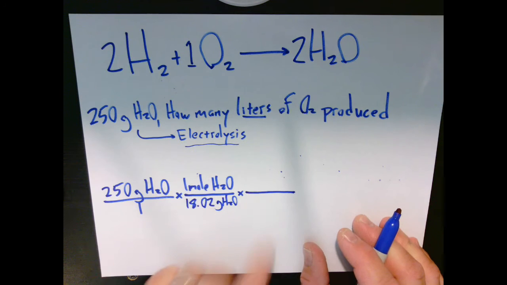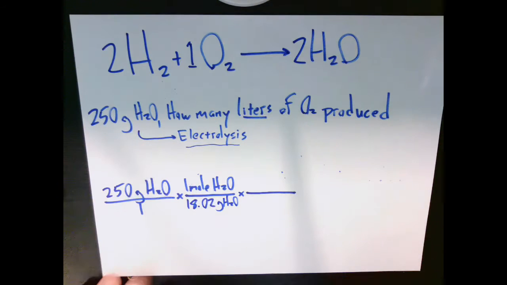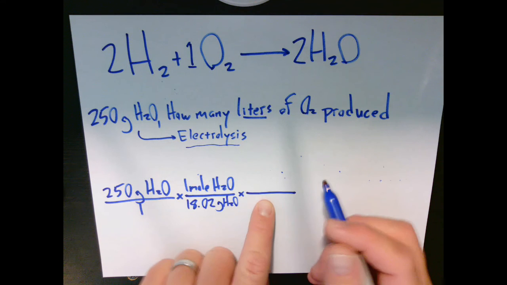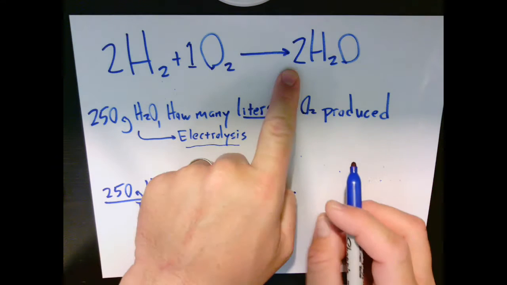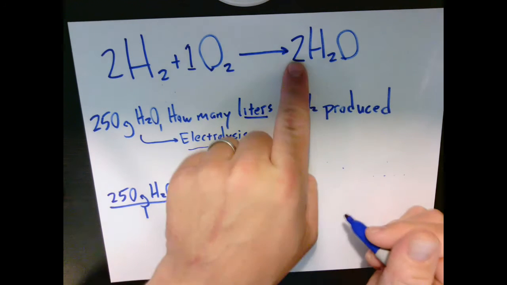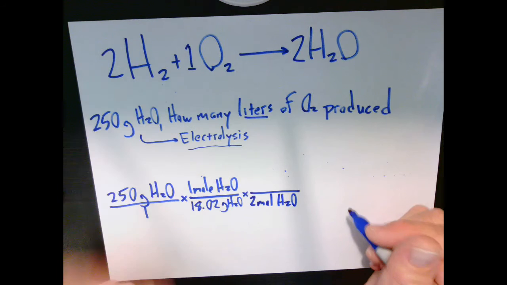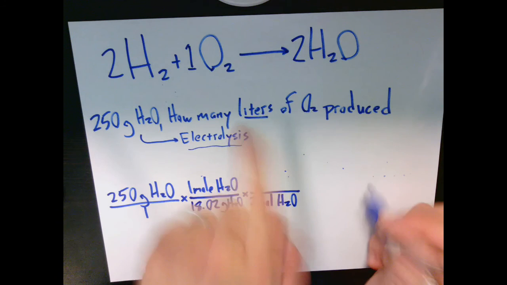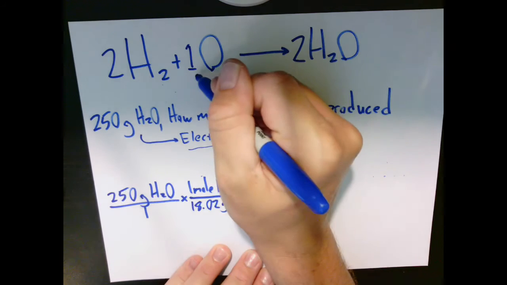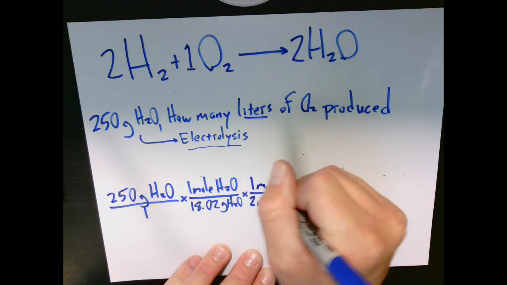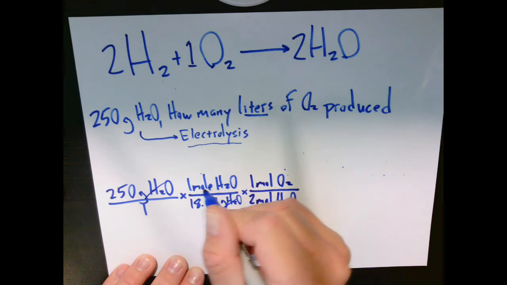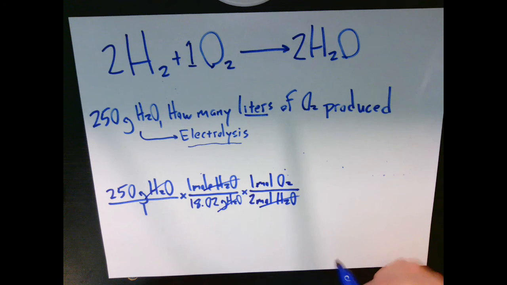Next step, we're going to use coefficients from the balanced equation. Because water is substance A, we're going to put its coefficient on the bottom, 2 moles of H2O. And again, these are ratios in moles, as I've been saying. On the top, we want to know about oxygen. That's substance B. So 1 mole of oxygen. So grams of water cancel out, moles of water cancel out. We're left with moles of oxygen.